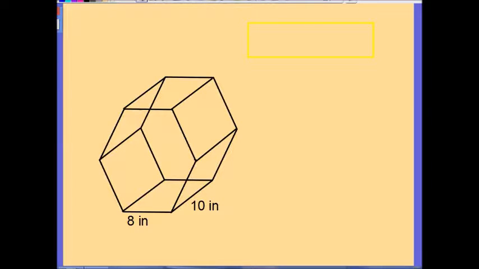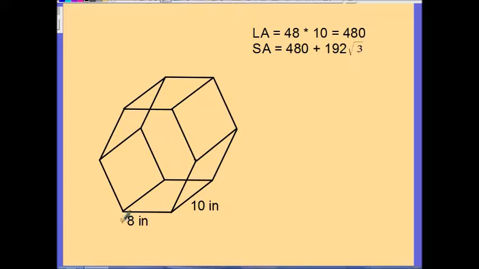Here's our last example. So let's copy it down, press pause, and let's see what we can do. So here we go. You should have gotten for the lateral area 480, and for the surface area 480 plus 192 root 3. So let's go ahead and solve this. To solve this, the lateral area: the perimeter of the base, 6 sides of 8 is 48, times 10, the height, which refers to the distance between the bases. My bases being my regular hexagons. And 48 times 10 is 480.